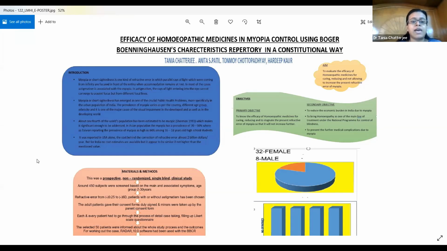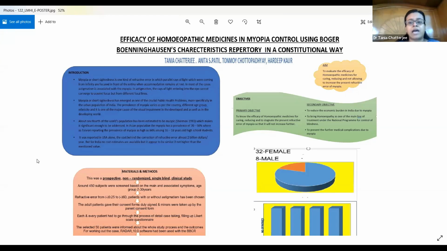If we see the Asian population, myopia has a prevalence of 70 to 90%, with Taiwan alone reporting a prevalence of almost as high as 84%, among school-going students, mostly 16 to 18 years. And if we see the economic picture, it was reported in the USA alone that the cost of correction of refractive error is almost $2 billion per year. For India, no cost estimate has yet been published, but it would appear similar to, if not higher than, the mentioned value.